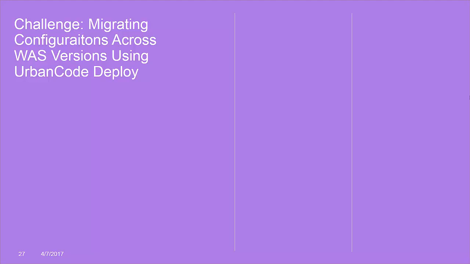I hope you now have a little better understanding of UrbanCode Deploy, the WAS Configure plugin, and how they work together to manage WAS configurations. Next, I'd like to talk about a challenge one of our clients had when migrating from one version of WAS to another, and how they used UrbanCode Deploy to help them out.